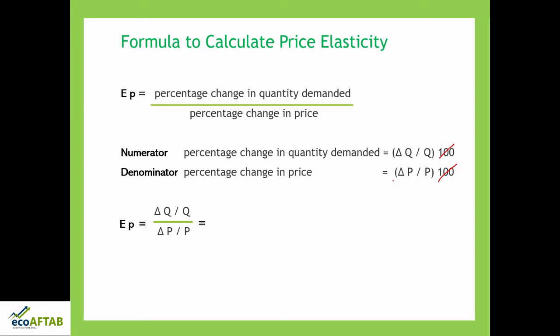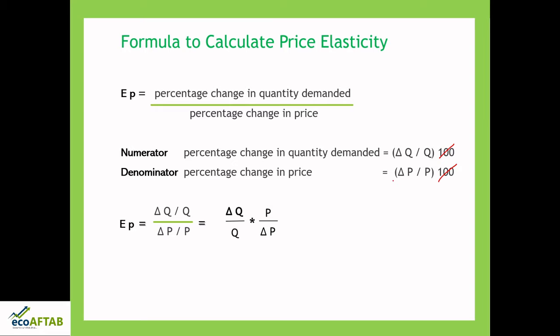This I can write as delta Q divided by Q. The numerator is as it is, and when I am taking the denominator on the top, the division sign will be transformed into multiplication and the denominator, that is delta P by P, will become the reciprocal. So, it will be P divided by delta P. This is our formula for price elasticity of demand.